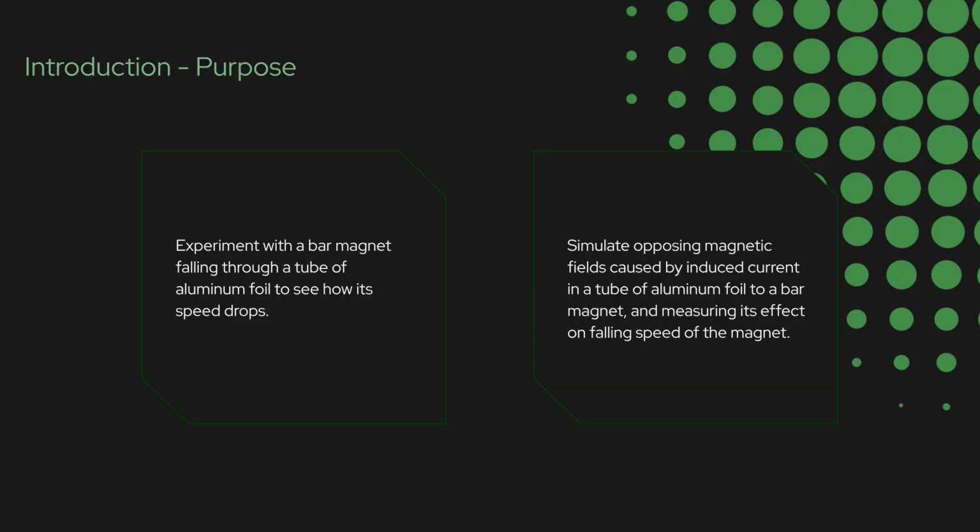The purpose of this lab is to experiment with a ball magnet falling through a tube of aluminum foil to see how its speed drops, and to simulate opposing magnetic fields caused by induced current in a tube of aluminum foil on a ball magnet and measure its effect on the falling speed of the magnet.